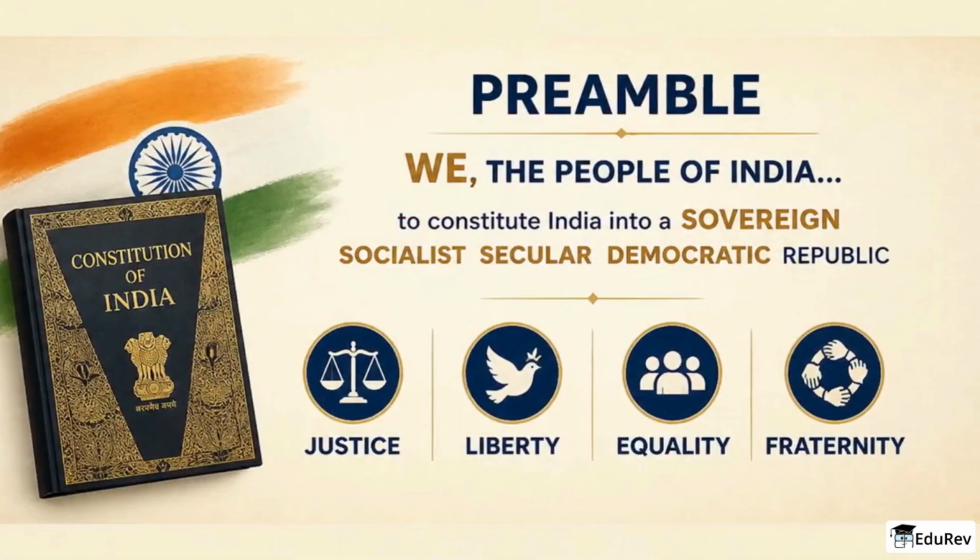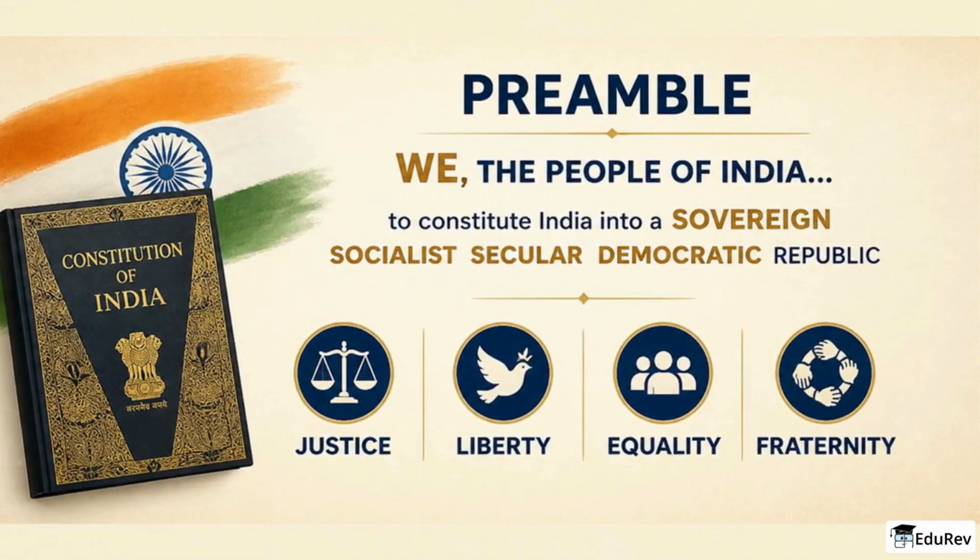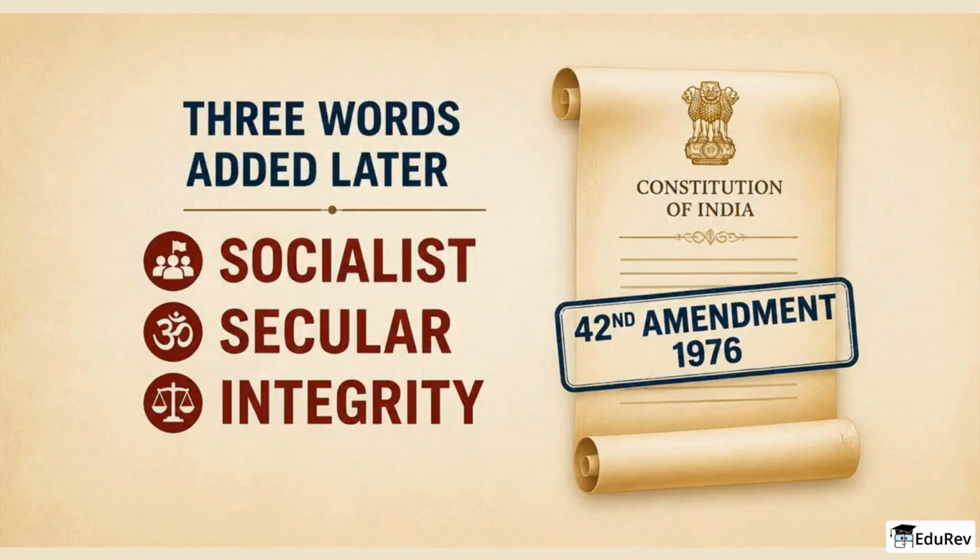The current preamble reads, "We, the people of India, solemnly resolved to constitute India into a sovereign, socialist, secular, democratic republic," and then lists justice, liberty, equality, and fraternity as goals. Note the three words added later: socialist, secular, and integrity, which were introduced by the 42nd Amendment in 1976.